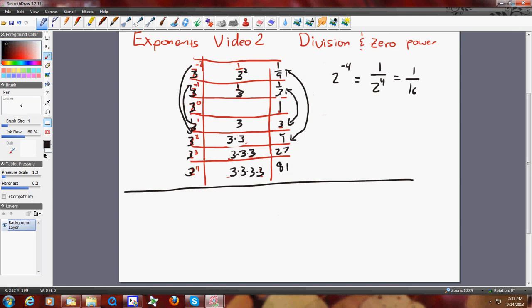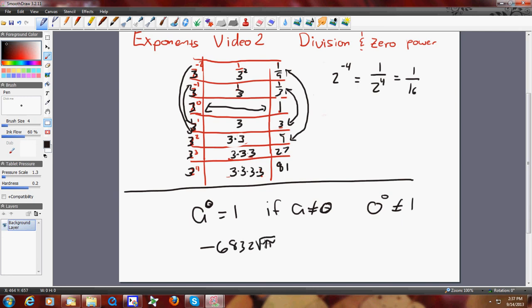And my big point in here is this right here. 3 to the 0 is going to equal 1. 2 to the 0 equals 1. So a to the 0 equals 1 if a does not equal 0. That's right. There is one exception. 0 to the 0 does not equal 1. So that's the only exception. A to any number, negative 6,832 radical pi to the 0 still equals 1.